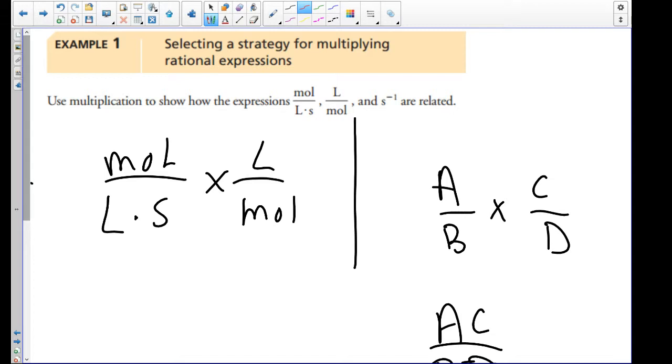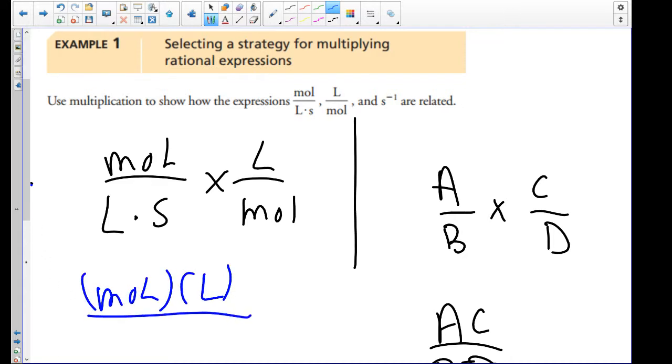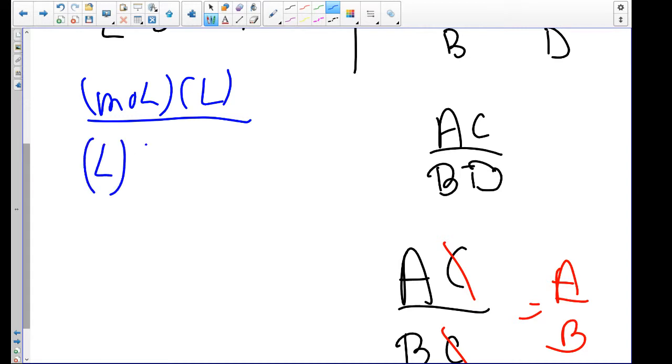So now let's apply that same principle to the question that we have in front of us. So the moles over liter second multiplied by liters over mole. Well, we can change this to moles times liter over liter times second times moles.